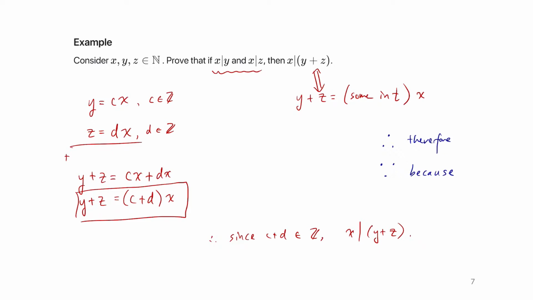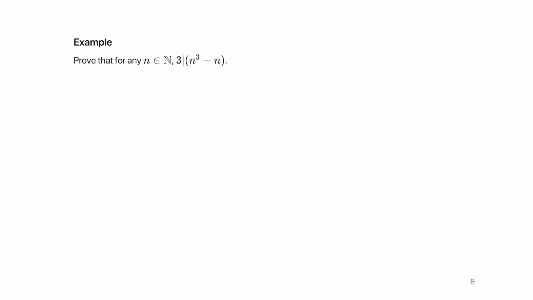Okay, so let's look at another example. Now we want to prove that for any natural number n, 3 divides n cubed minus n. I'll tell you, there is a way that we could do this by breaking up n into 3 cases, but we haven't really talked about cases yet. So I'm telling you that this can be done without looking at cases.